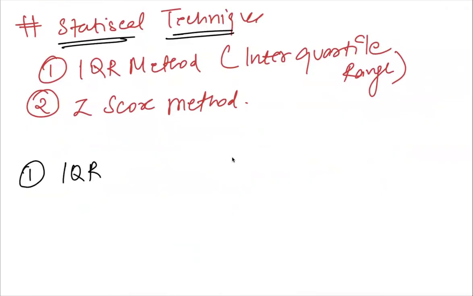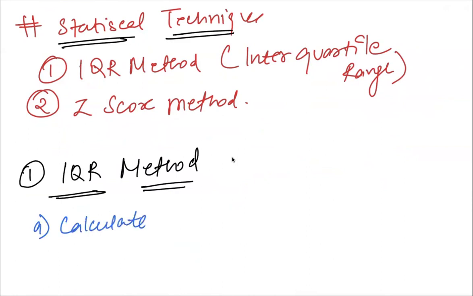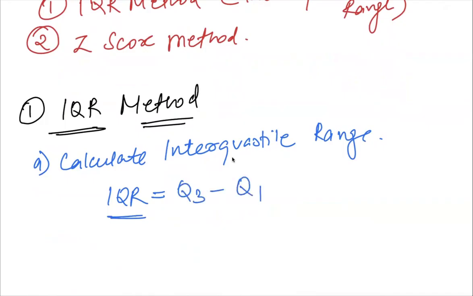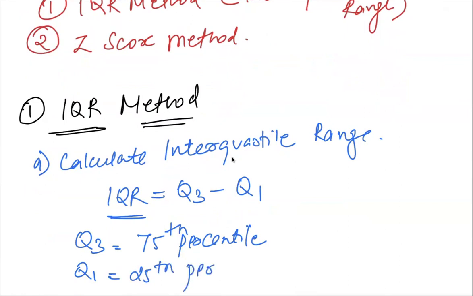So what is the interquartile method? What this method says is, you calculate the interquartile range. This is more like a statistics thing we are studying. What is the interquartile range? It is the difference between quantile 3 and quantile 1. Q3 is the 75th percentile, and Q1 is the 25th percentile of the data. So you basically take the difference between the 75th percentile and the 25th percentile of the data.